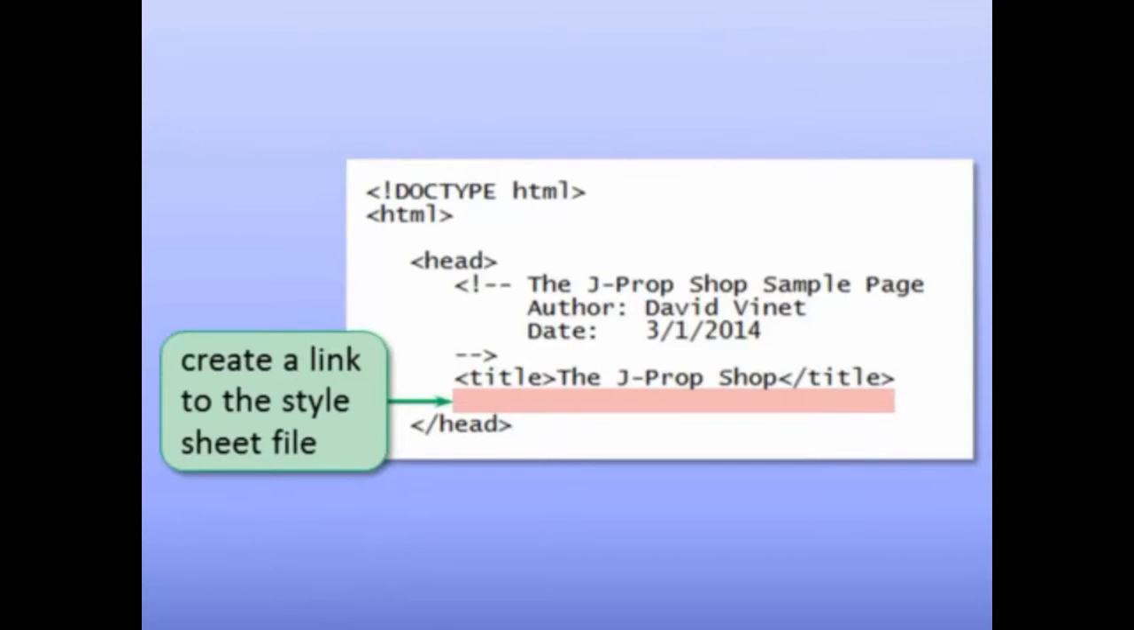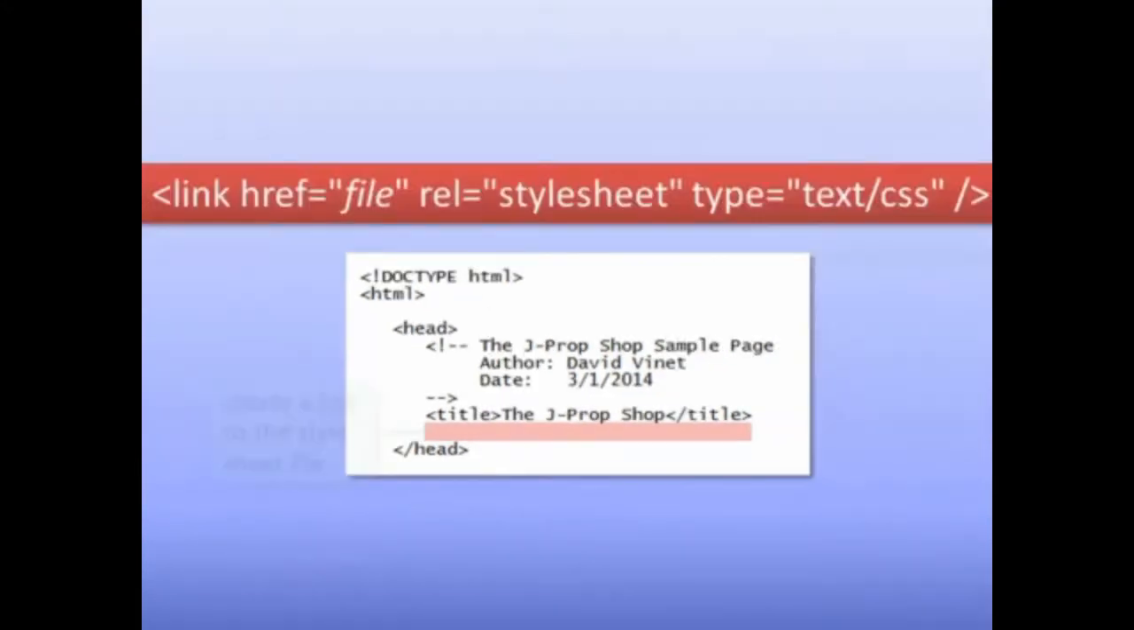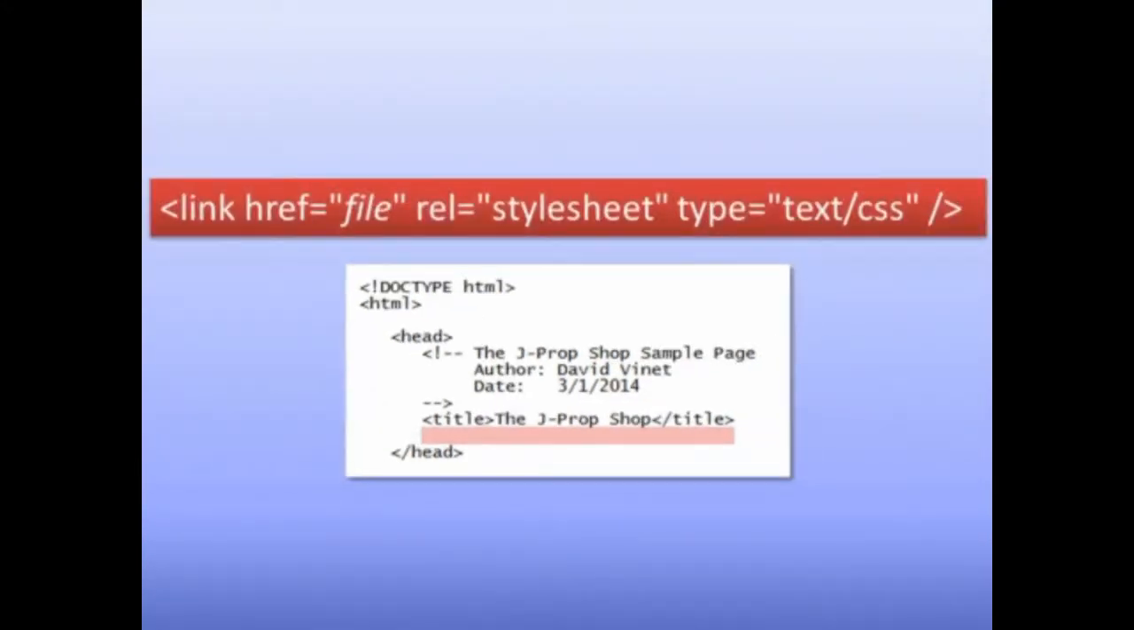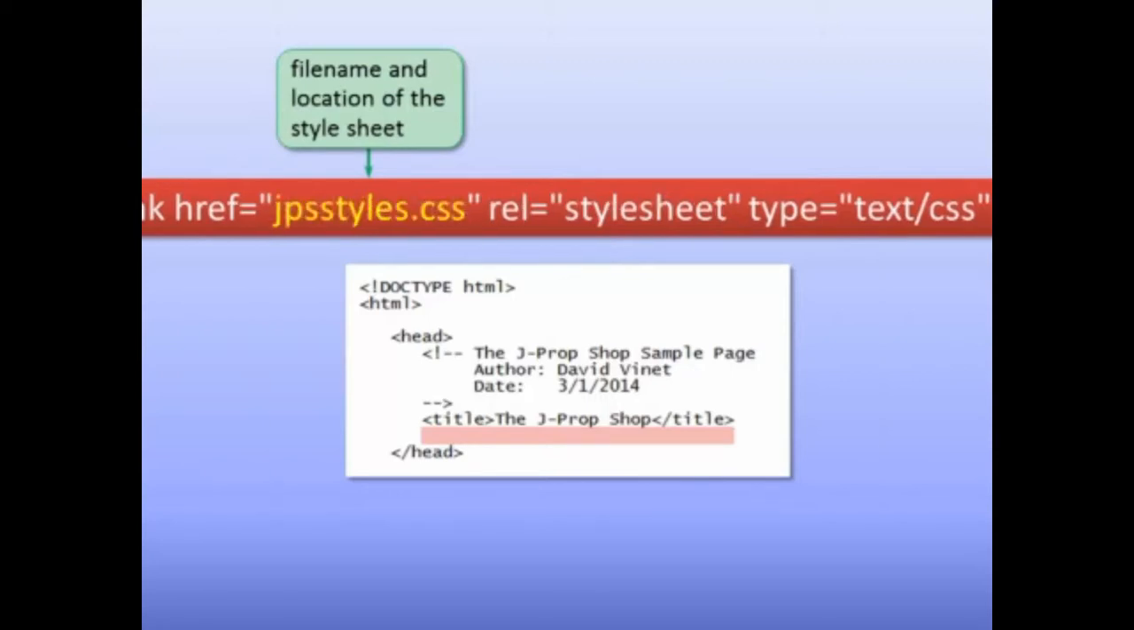in the document head. To do so, you use the link element, which has the syntax shown here. Start with the element name, link, and then include an href attribute. The href attribute contains the reference to the linked file. File is the file name and location of the style sheet file, such as jpsstyles.css. Enclose the file name and location in quotation marks.